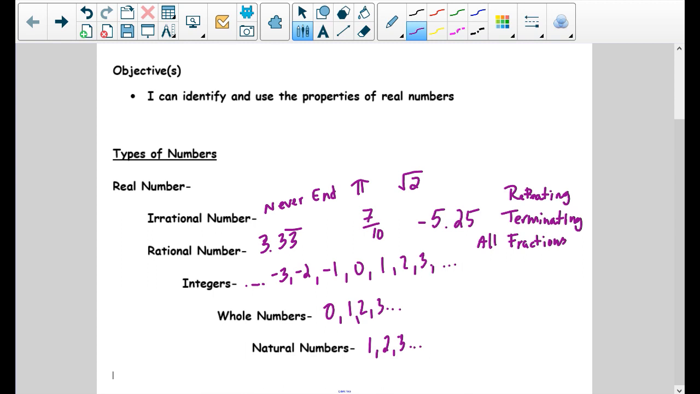All of these numbers fall into real numbers. So real numbers are everything that is listed down below. Before we talked about imaginary numbers; they're not on here. But we will get into a little bit of imaginary, probably second semester.